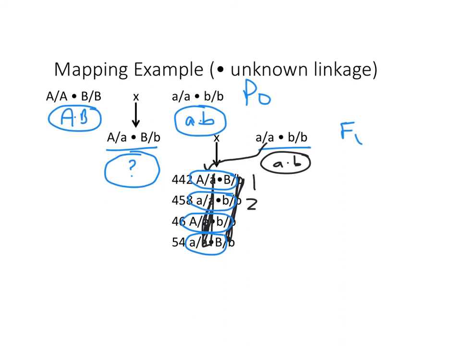If I number these different genotypes 1, 2, 3, 4, which ones are the parental types? 1 and 2, the big A with the big B, the little a with the little b. That's what we came up with up here. Just by looking at the genotypes of the P0 parents, we figure out the parental haplotypes. So we've got a parental type there, we've got a parental type there. The other two types are recombinants: little a with big B and big A with little b.